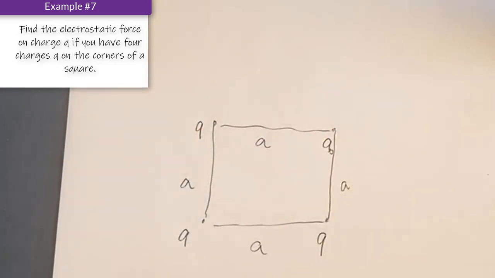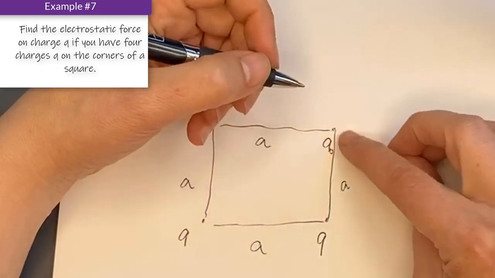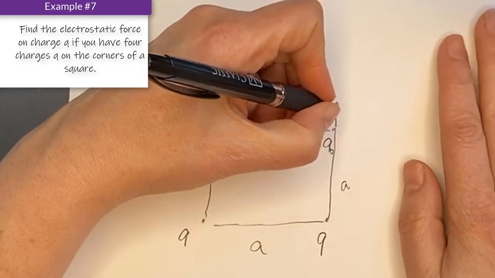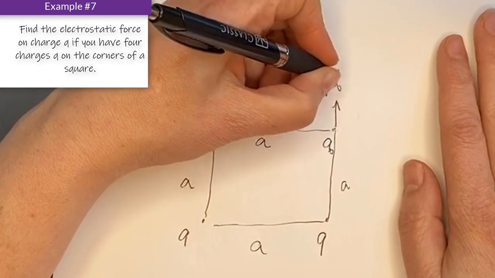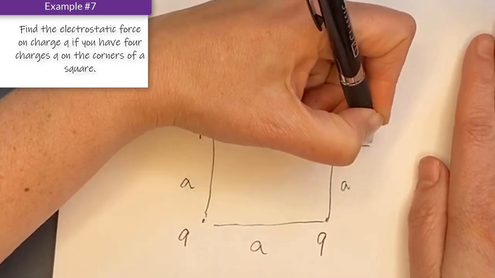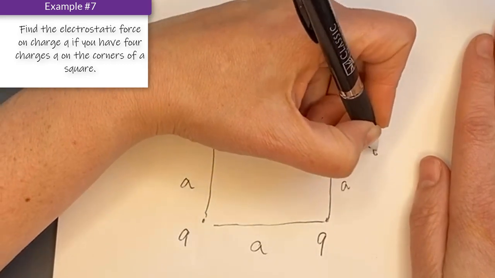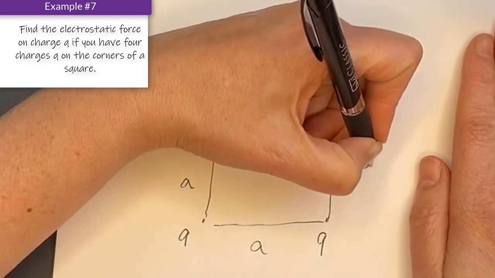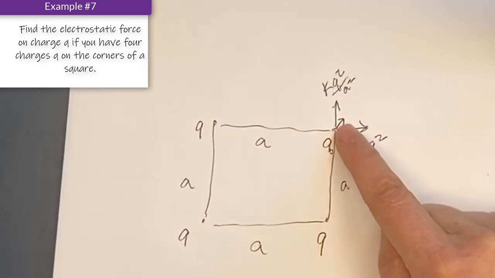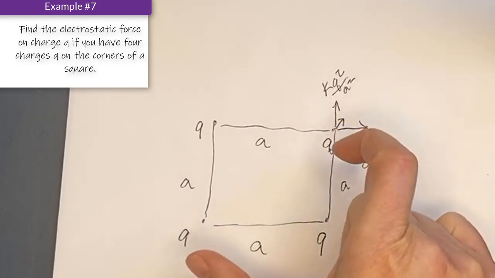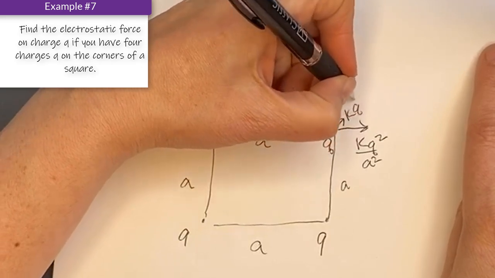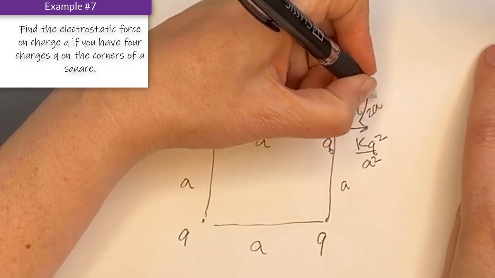What is the total force on any corner? Well, each corner has three other charges, so it has three forces. One going up, kq squared over a squared, one going sideways, kq squared over a squared, and one in the middle from this one. Now notice I make this force a little smaller because the distance is bigger. kq squared over 2a squared.